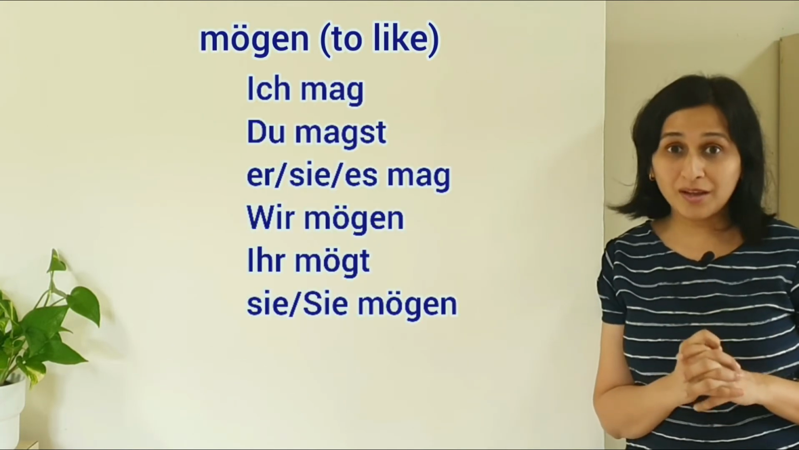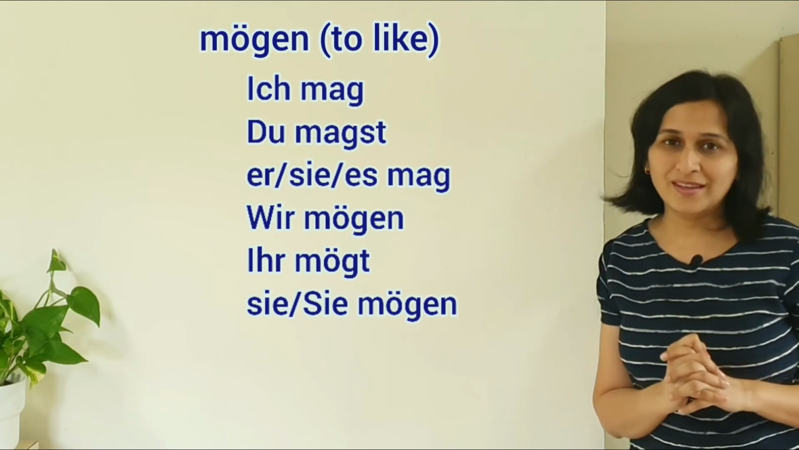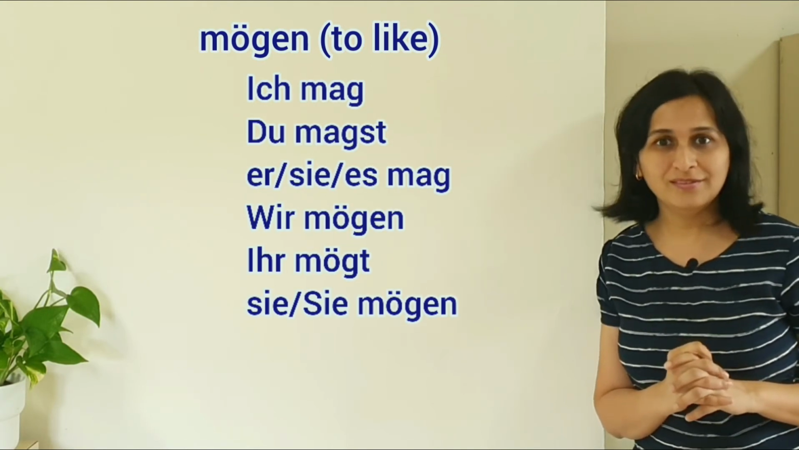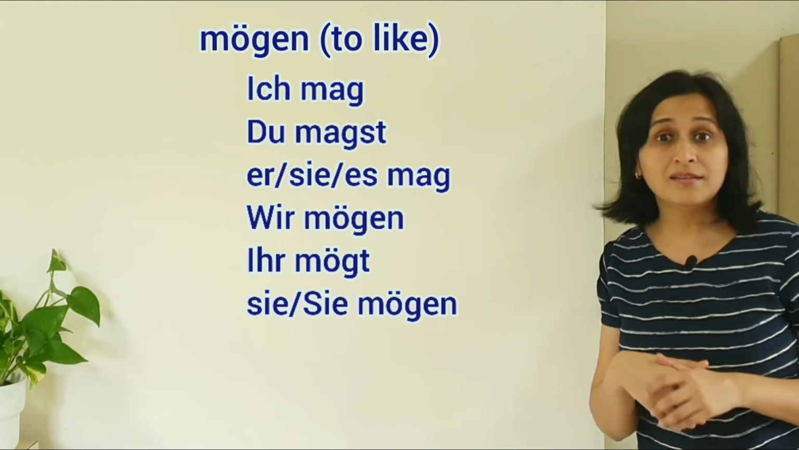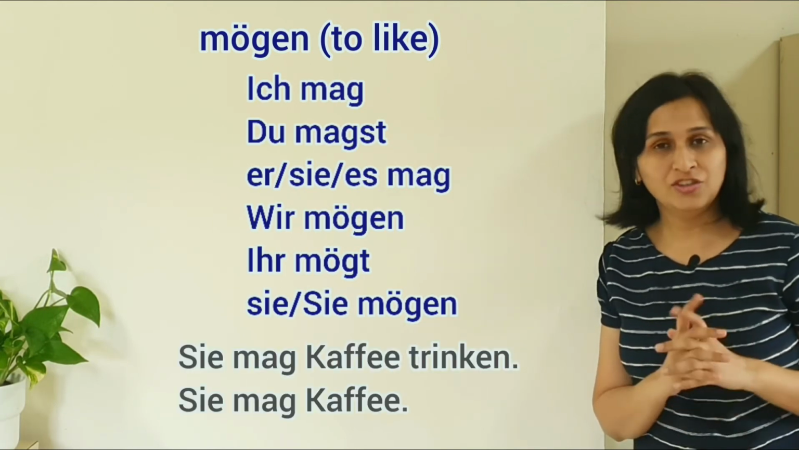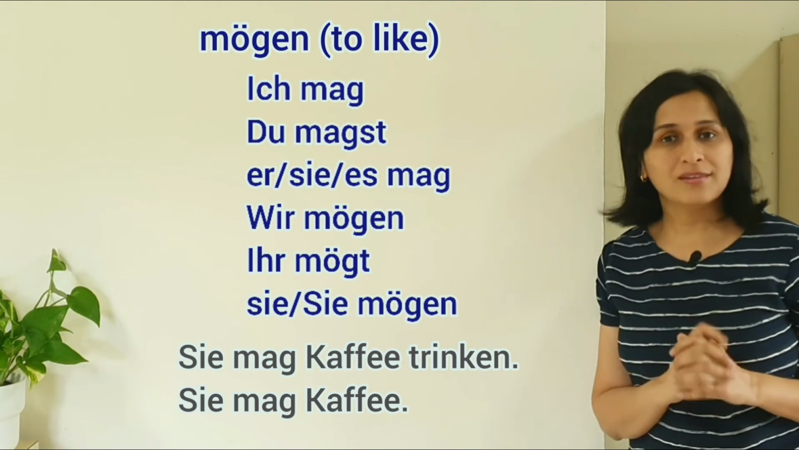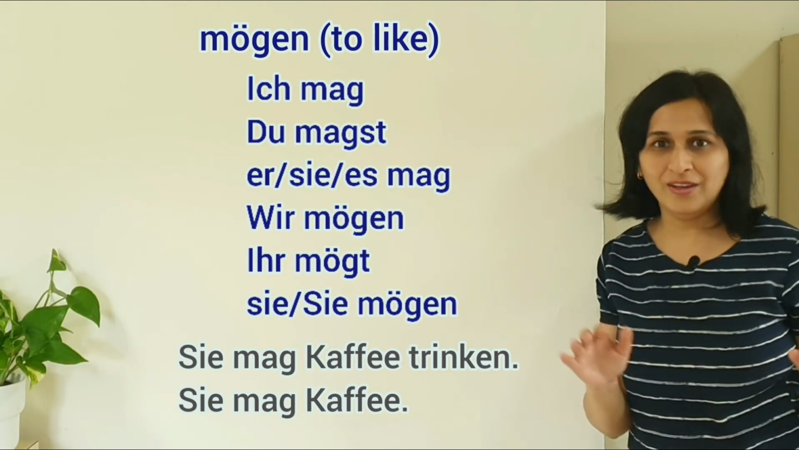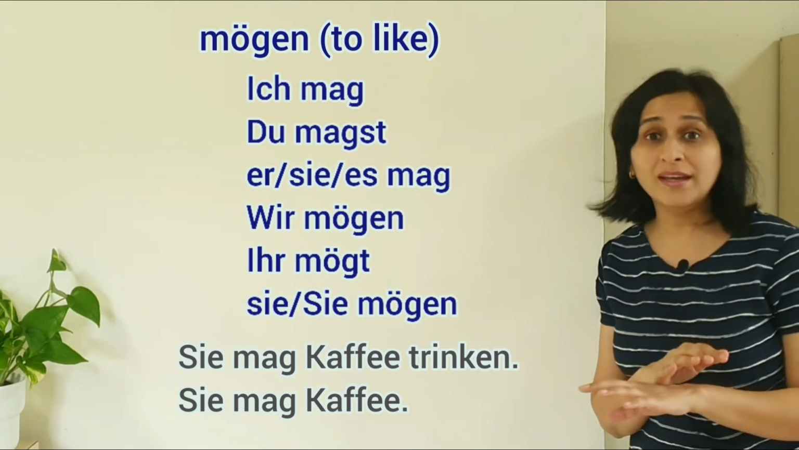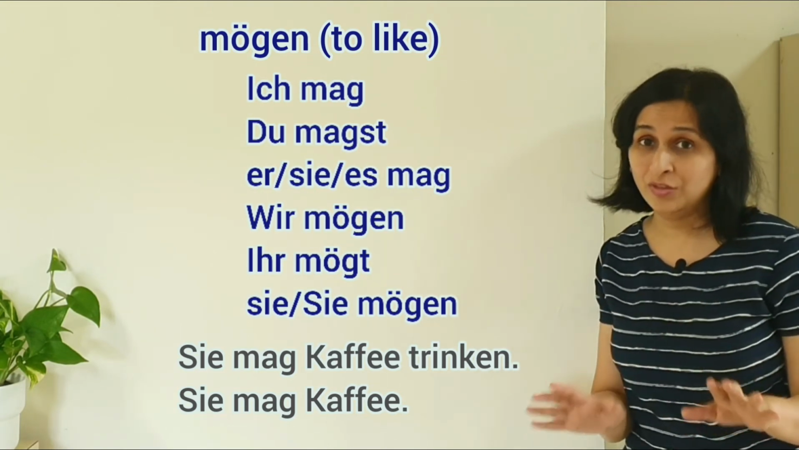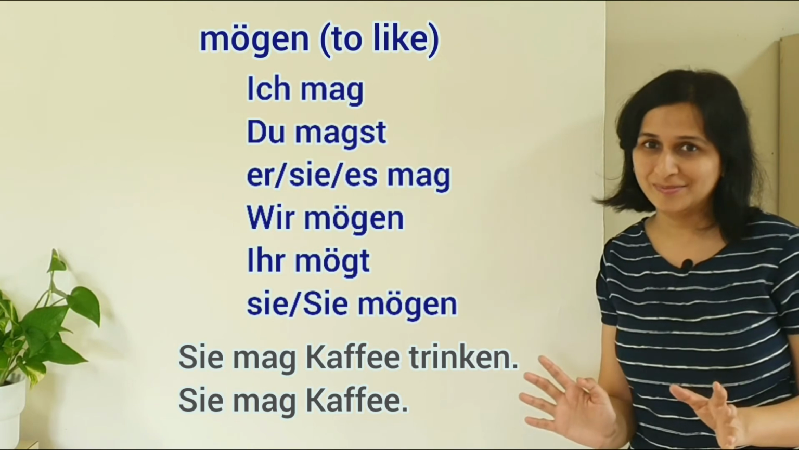Moving on to the next modal verb, mögen. Ich mag, du magst, sie/es mag, wir mögen, ihr mögt, sie mögen. Zum Beispiel, sie mag Kaffee trinken. She likes to drink coffee. Or simply, sie mag Kaffee. She likes coffee. The second example is also quite self-explanatory. You don't really need another verb here.